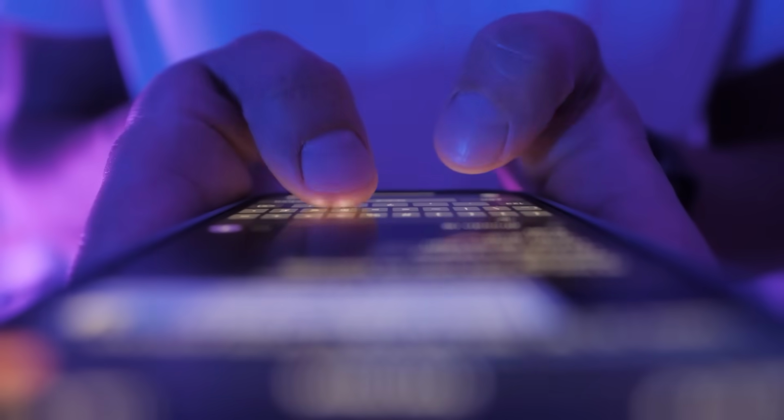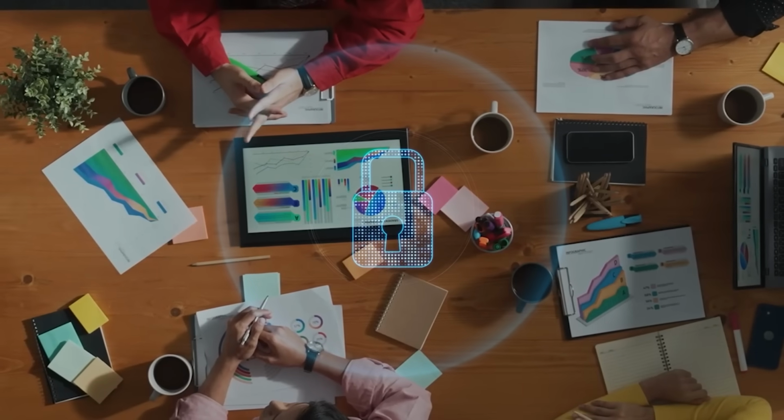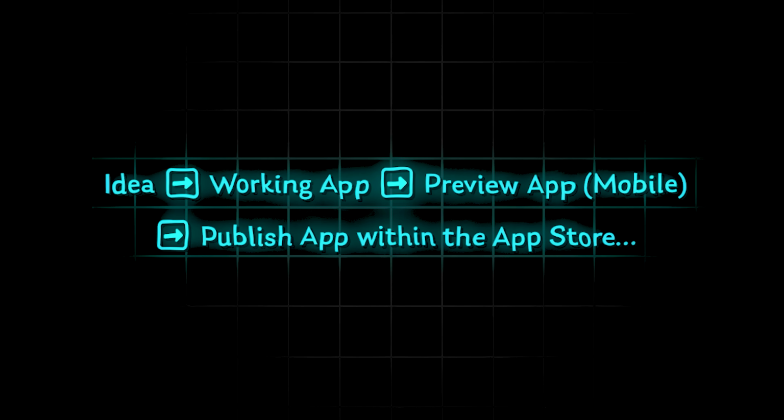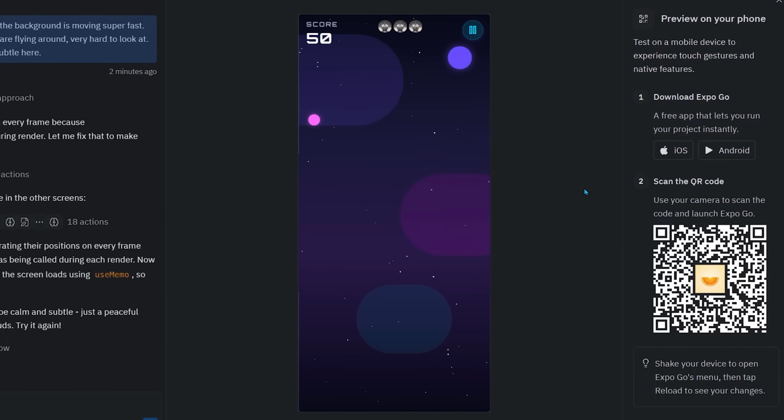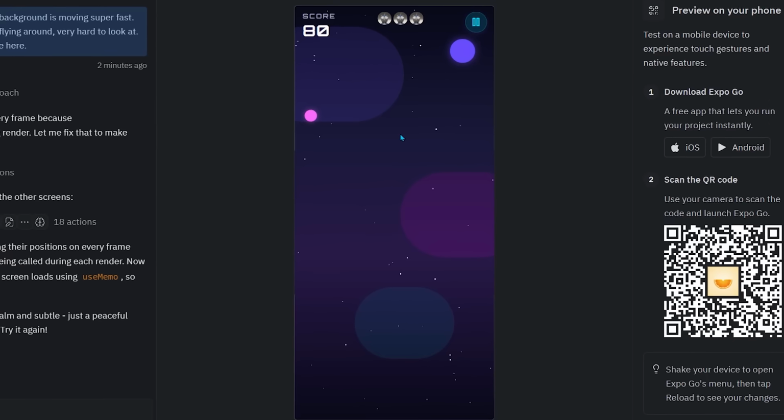All right, now it is time for some final thoughts. Building mobile apps and getting them onto real devices used to take months, teams, and specialized knowledge. With Replit, you can go from idea to working app to previewing the app on your phone, all the way to publishing your app on the App Store in no time at all. We are talking about minutes here. So if you've ever wanted to build an app or a mobile game, but felt doing so was too daunting, Replit is going to completely change the game for you.